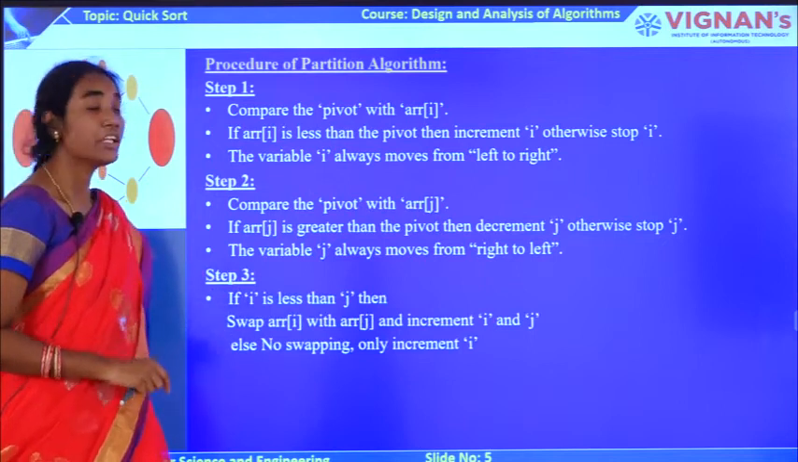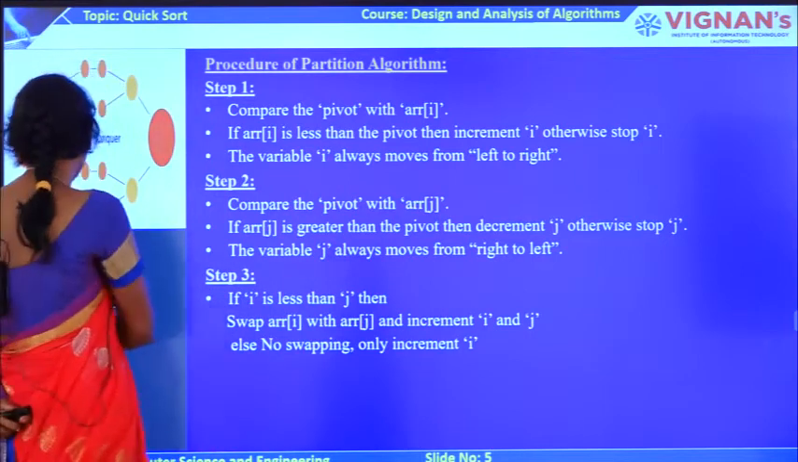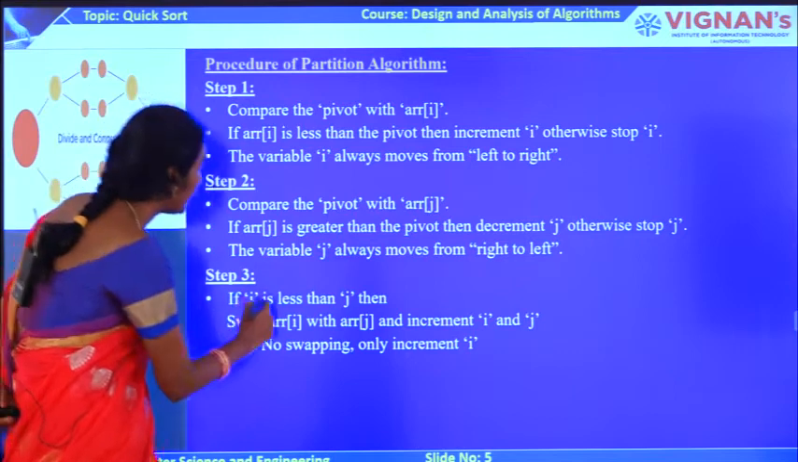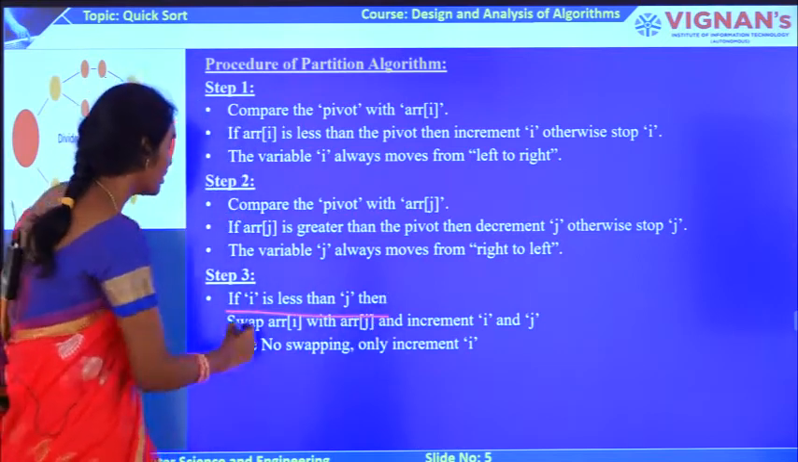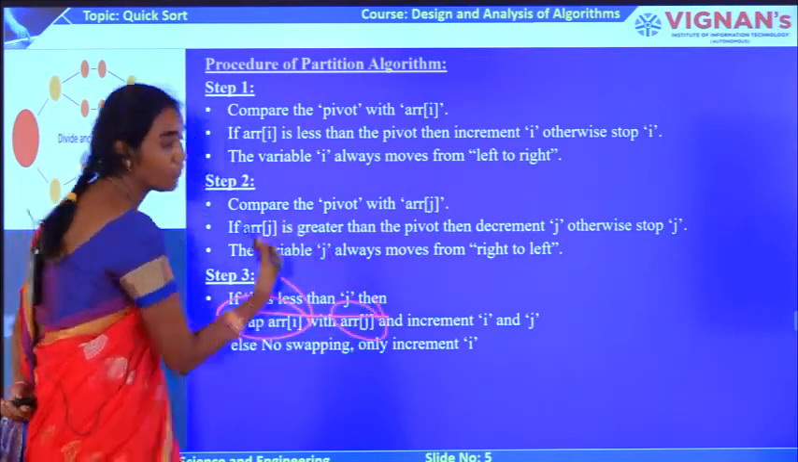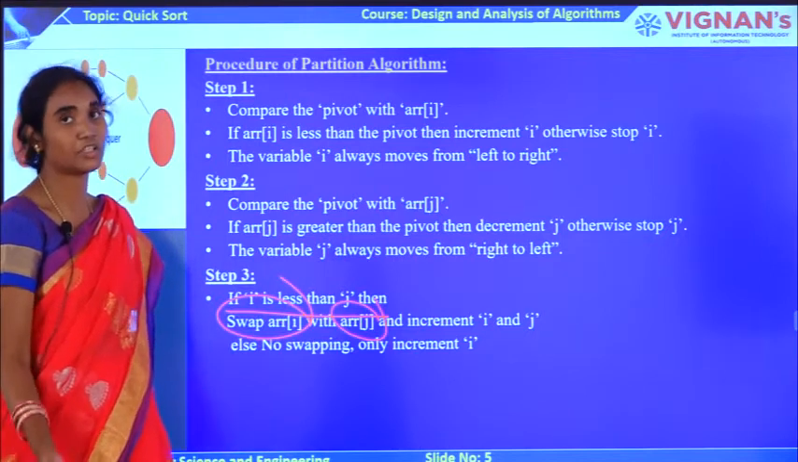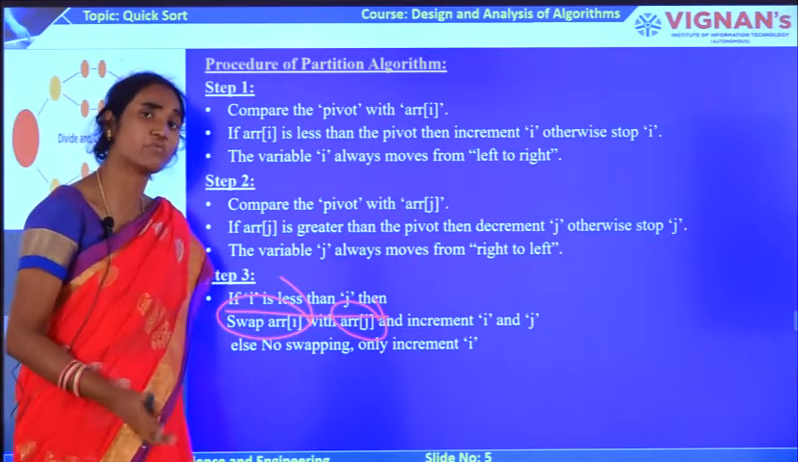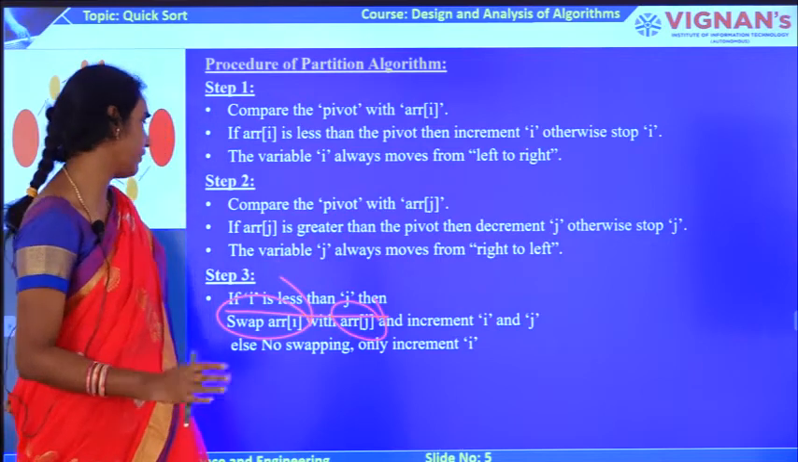Coming to step 3, if I is less than j, then swap array of I and array of j. Swap array of I and array of j. Exchange both array of I and array of j, and increment the I value and decrement the j value.